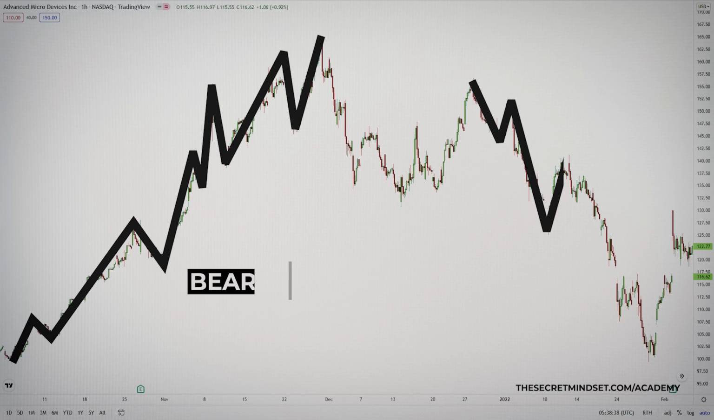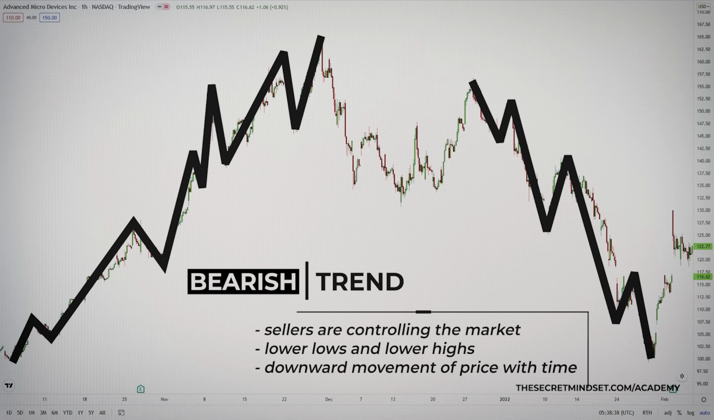The formation of consecutive lower lows and lower highs in the price is referred to as a bearish trend. This indicates a strong selling pressure. This results in a downward movement of price with time.